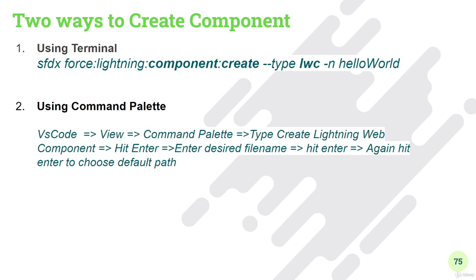To create a component using the command I have mentioned in the slide, the command is sfdx force:lightning:component:create --type, what type of component you are creating, whether it's LWC or Aura, and then -n is for new, and the name of your component, that is hello world. Otherwise in the command palette it's gonna be easy. Let's go to our VS Code and see both the approaches.